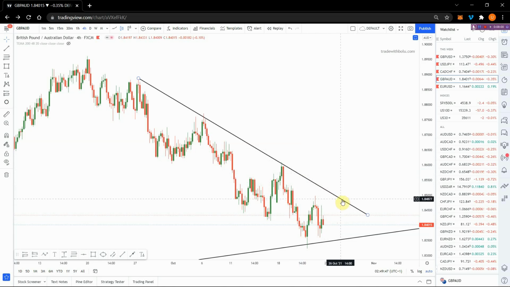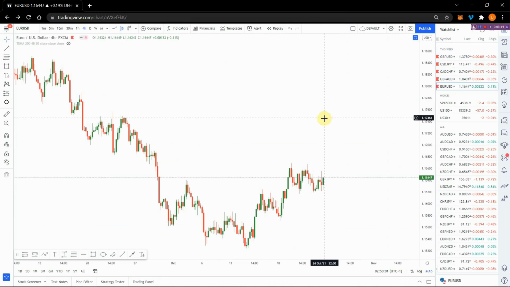You just wait patiently, see what the market does. It's always good to, even if you have your general view, be able to react quickly to whatever is happening in the market. So let's go down to the final pair.